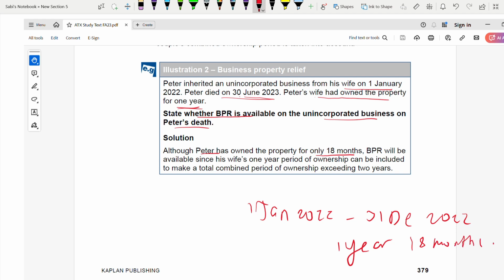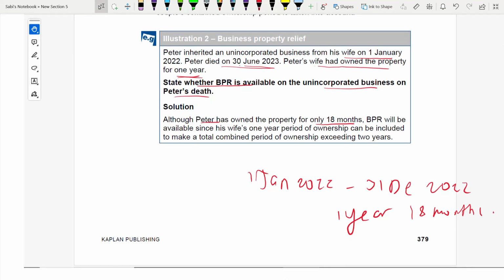Okay, 18 months is not 24. But Peter's wife had owned the property for 1 year, so that 1 year you can add. It becomes 28 months. So it's more than 2 years. That's why BPR will be available. So the total combined is exceeding 2 years.